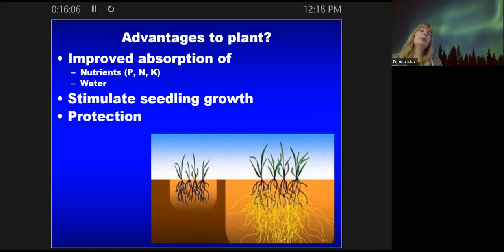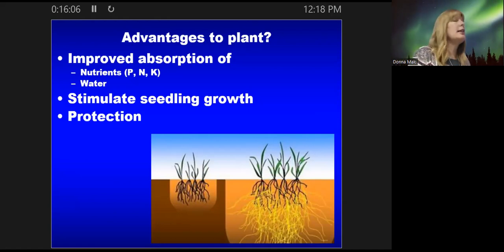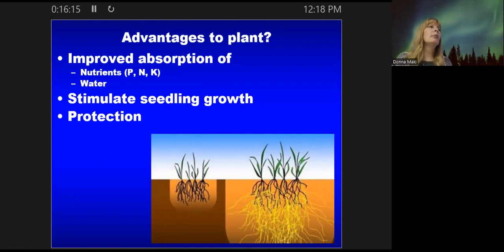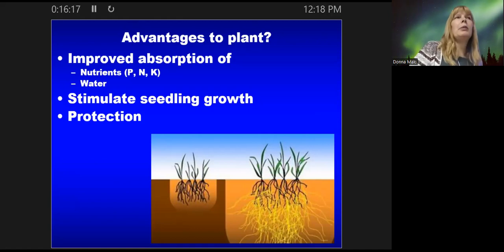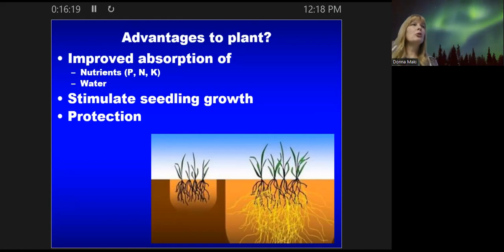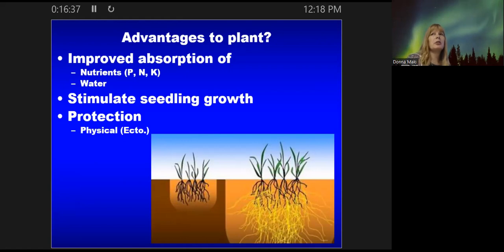And then don't forget about protection. Both arbuscular mycorrhizal fungi and ectomycorrhizal fungi can do protection in the sense that both of them can give off chemicals to inhibit pathogens. So there's that biocontrol ability where they're excreting chemicals that inhibit the growth of pathogens. That's one of the reasons I was so interested in studying them for my PhD work, because I was interested in their biocontrol ability. The ecto also, because they form that really thick mantle, gives physical protection too.